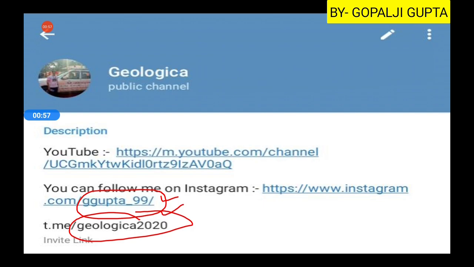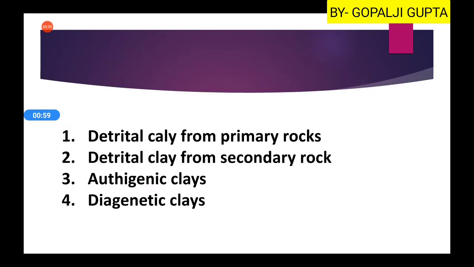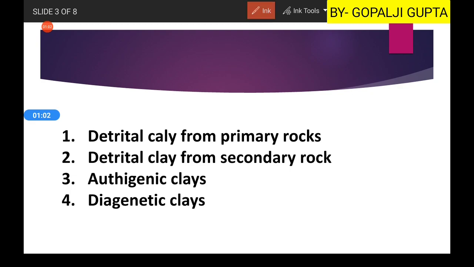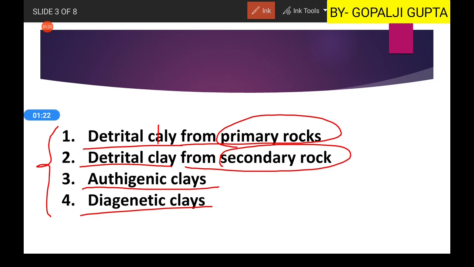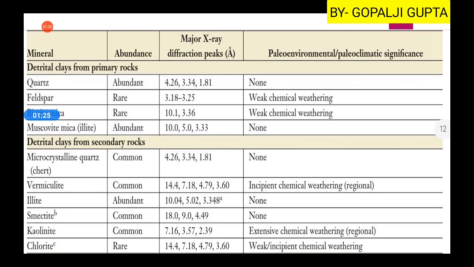So here I am going to explain these things through various points, like the different types of clay minerals. I have divided them into 4 parts: detrital clays from the primary rocks, second, detrital clays formed from the secondary rocks, then orthogenic clays, and finally the diagenetic clays. So here is a table which you can see. This table I have taken from a research paper. I will give the reference at the end of this video.